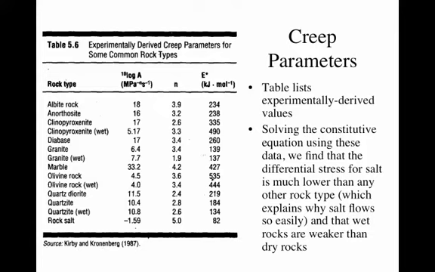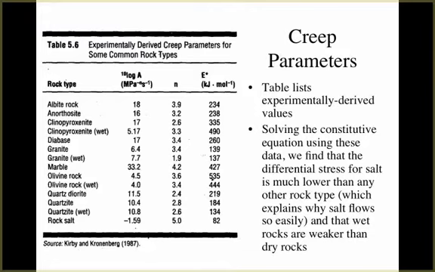This table shows a list of experimentally derived values. And if we solve for that constitutive equation using these data, we find that the differential stress on the right-hand side is much lower for salt than any other rock type, and that can explain why salt flows so easily. And if you compare an olivine-rich rock that is dry to an olivine-rich rock that is wet, you'll see that wet rocks are much weaker than dry rocks.